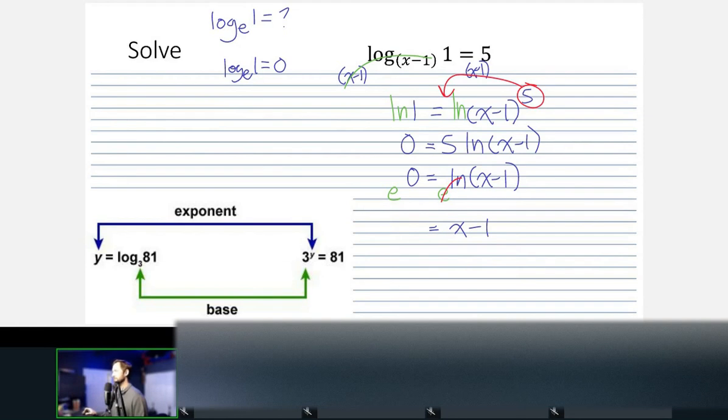And then what is e to the 0 power? Yeah, e to the 0 is definitely 1. Anything to the 0 power is 1 other than 0, of course. So 1. And then lastly, we're just going to add 1 to both sides, and that's how we get the same answer. That's so crazy. The same answer, and we totally avoided using radicals. How cool is that?